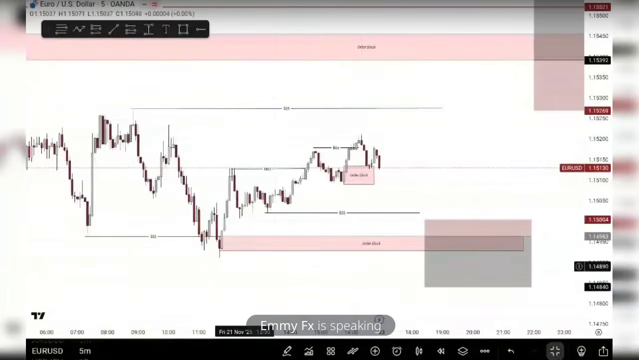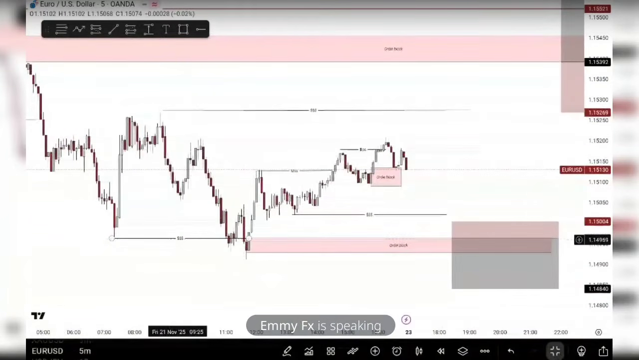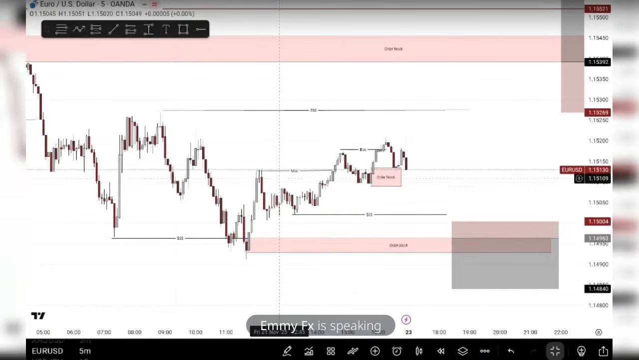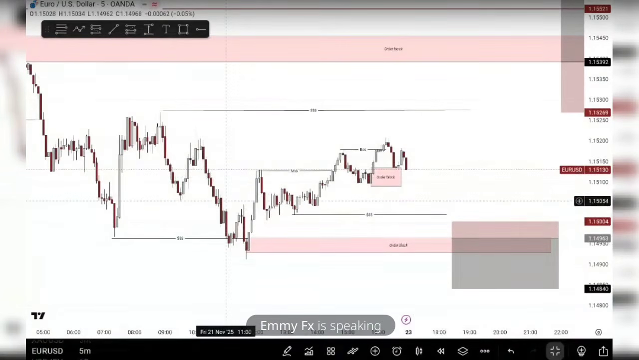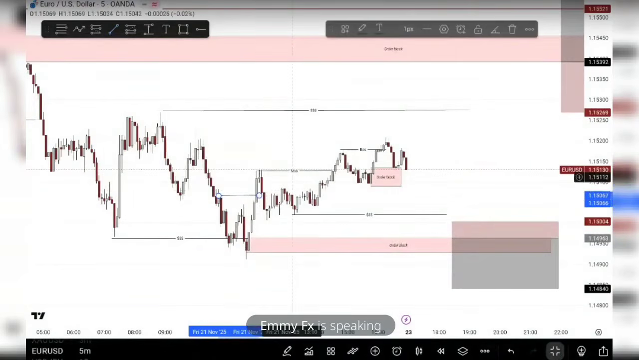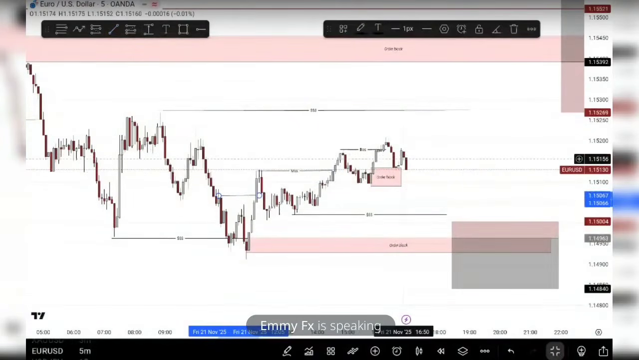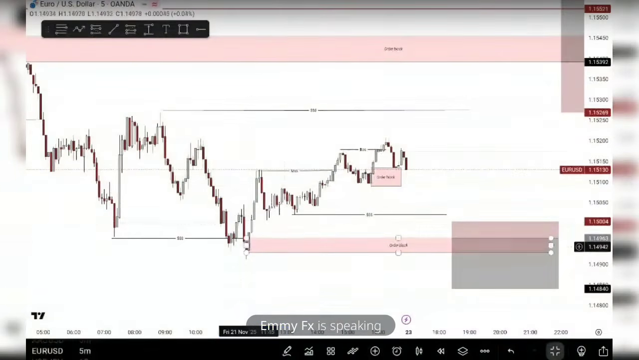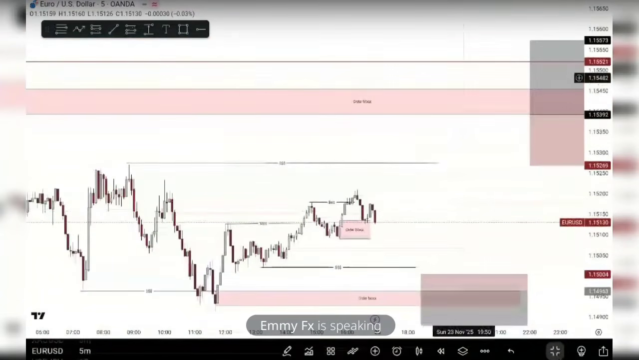As I already said, price took out liquidity from here. We have this market structure shift in our 5 minutes, a break of structure to the upside, and another break of structure to the upside. So now this is the level for us to catch a buy before a sell.